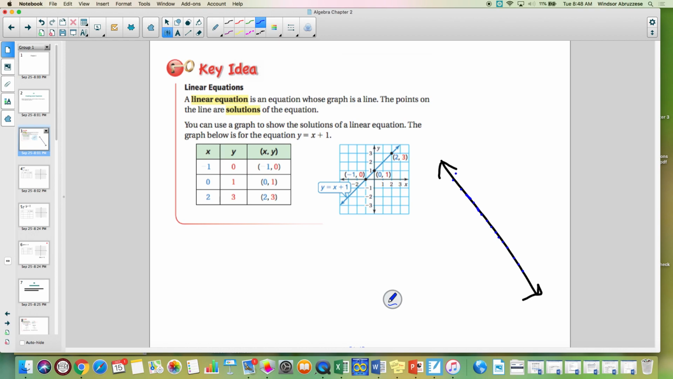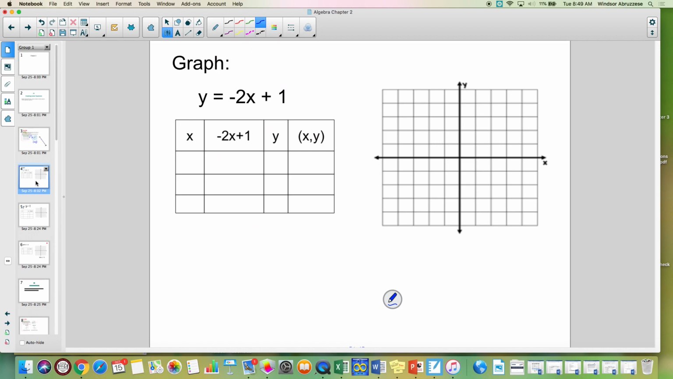The graph below is for the equation y equals x plus 1. Here is the graph, and you can see all of these points or coordinates, right? A coordinate is an x and a y value, and they are solutions to that equation. And we can find those solutions by creating a table. So let's start with the first example.